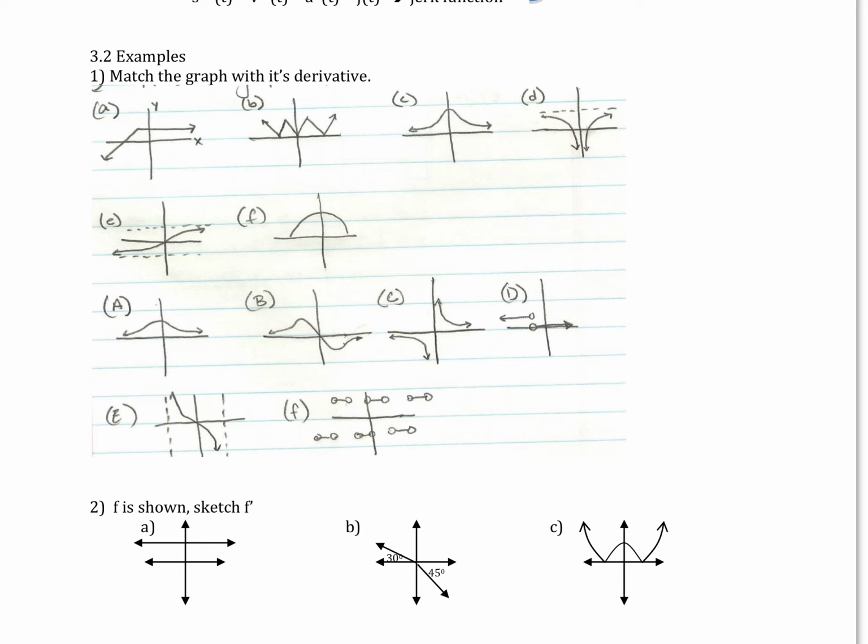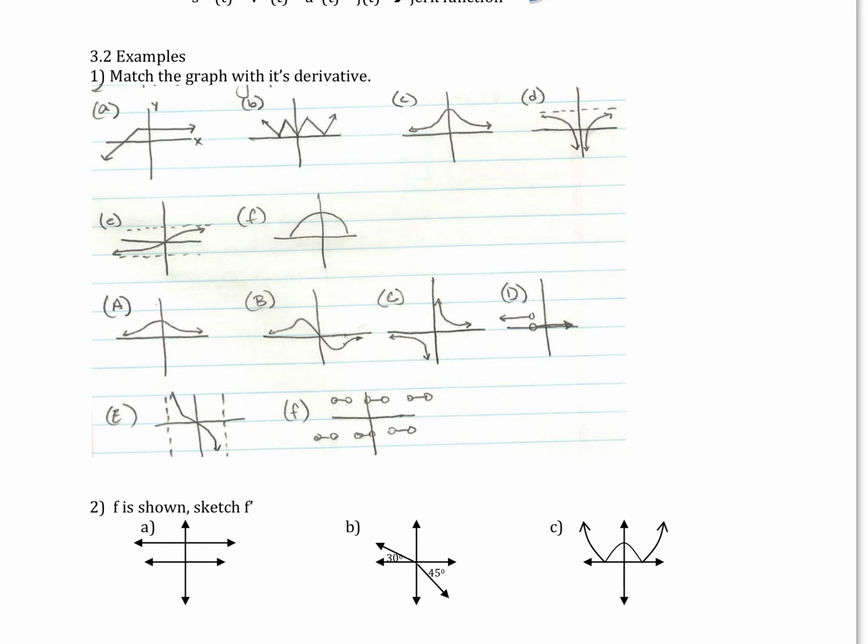Over here, that's not it. Over here, that's not it. Over here, that's not it. Over here, possibly. And over here, possibly. So it's possibly D or F. Now let's take a look. This is linear. It's a linear slope and it's positive. So that means the derivative will be above the axis going this way.